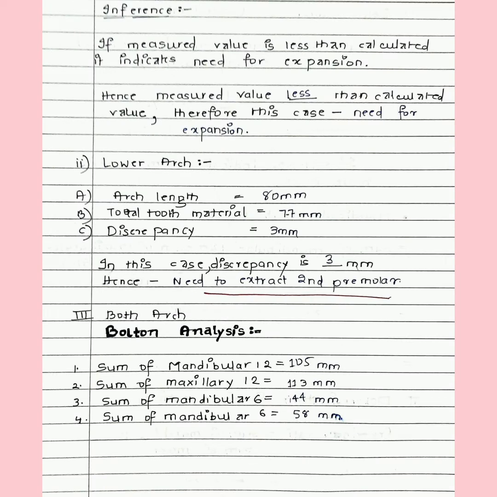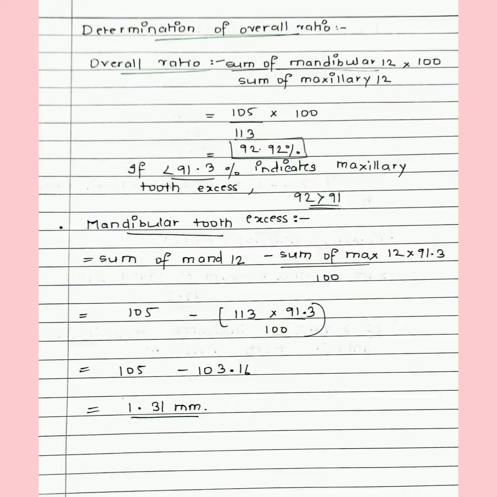After putting all the values in the Pont's analysis formula, Pont's analysis tells us that the measured value is less than the calculated value, and hence there is a need for expansion in the upper arch. Then Nance's analysis for the lower arch. Again, the discrepancy here is 3 mm, and according to the inferences drawn, we can say that there is a need to extract the second premolar for the lower arch.